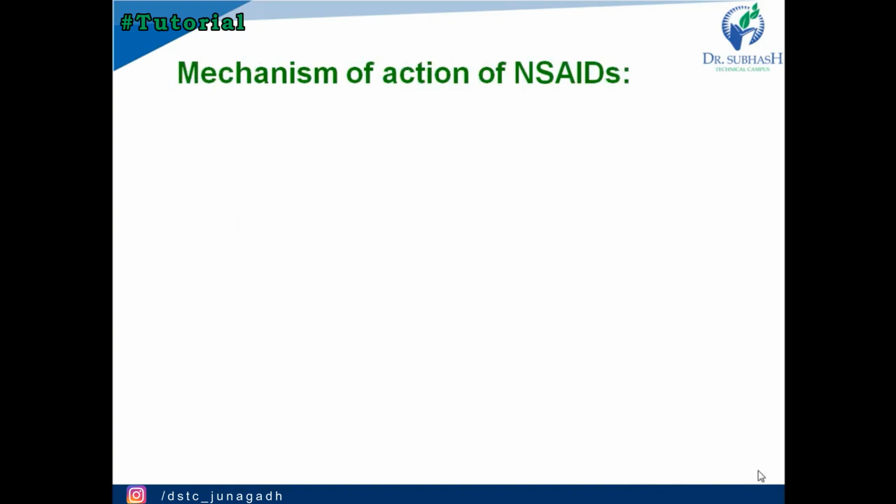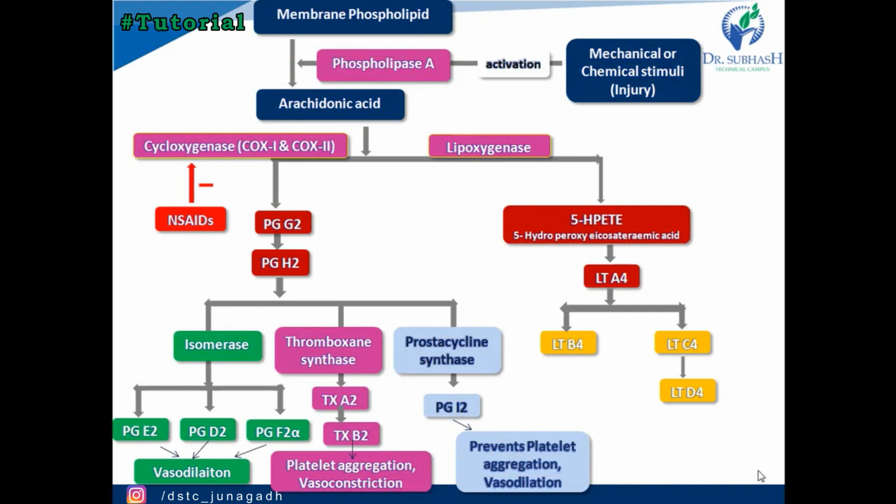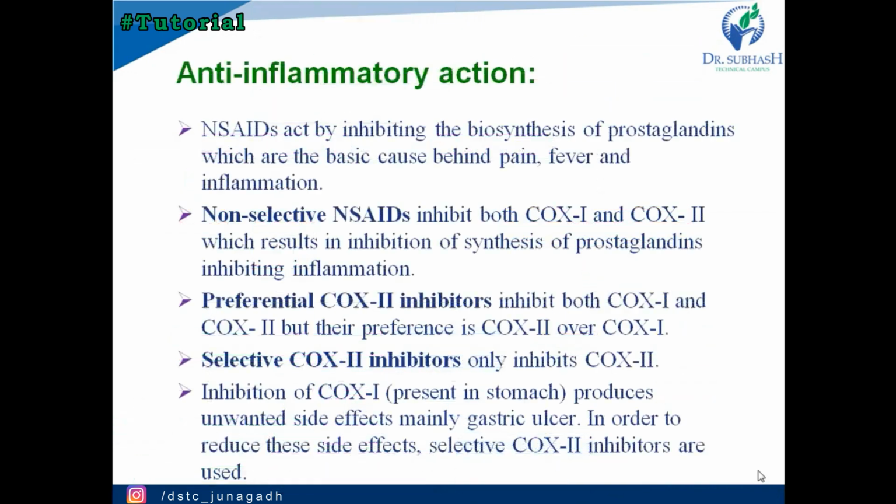After classification, we will continue with the mechanism of action. In the previous lecture, we have seen this pathway of production of prostaglandins from arachidonic acid, right? And here we will see only where the NSAIDs act. See, NSAIDs block the enzyme cyclooxygenase, right? So the cyclooxygenase enzymes are blocked, so PGG2 will not be produced. From that, PGH2 will not be produced, and from that, prostaglandins, thromboxane and prostaglandin I2 will not be produced. And if prostaglandins cannot be produced, then the inflammation is blocked.